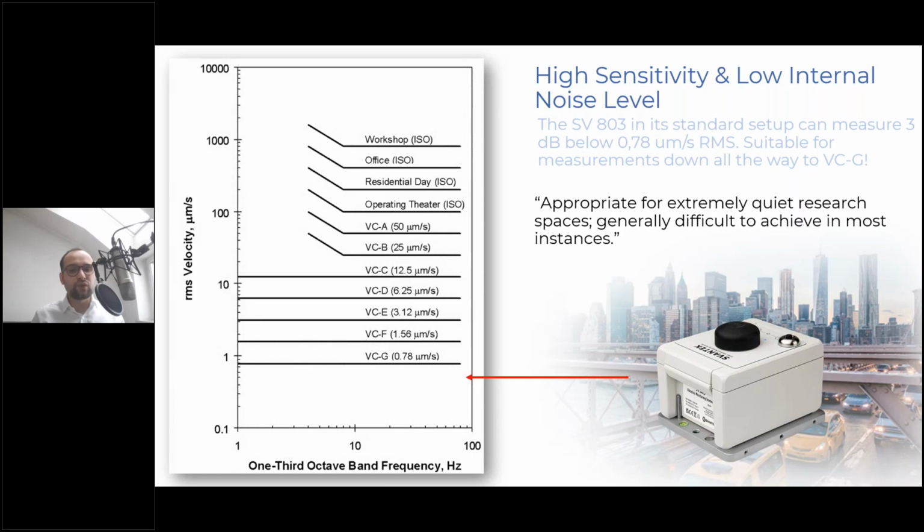Remember, VC-G is appropriate for extremely quiet research spaces, generally difficult to achieve in most instances. That is what Colin Gordon and Associates wrote on that level. Now, the SV803 in its standard setup, without any additional silencers or mufflers, can reach that level as a VC criterion. So number one, when choosing a system, consider sensitivity and low internal noise of the system. All right, that is number one for me.